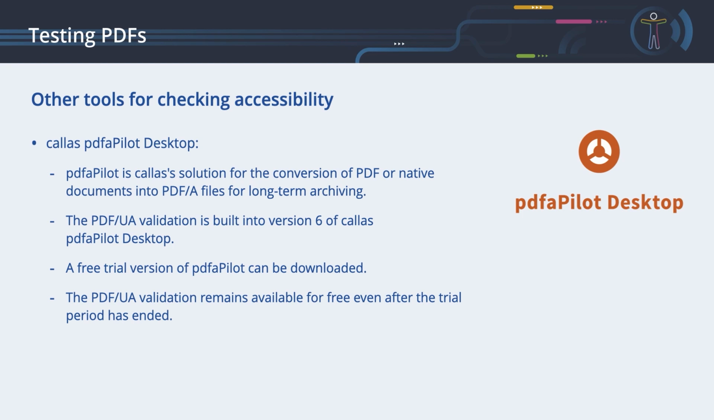PDF-A Pilot is Callas's solution for the conversion of PDF or native documents into PDF-A files for long-term archiving. The PDF UA validation is built into version 6 of Callas PDF-A Pilot Desktop. A free trial version of PDF-A Pilot can be downloaded. The PDF UA validation remains available for free even after the trial period has ended.